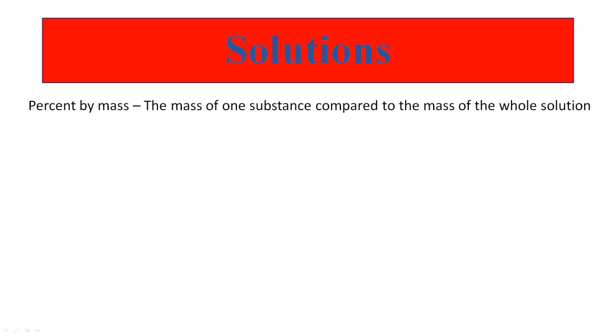In this podcast, we're going to talk about percent by mass and molarity, probably the two most abundantly used ways to show concentration in chemistry. Percent by mass is the mass of one substance compared to the mass of the whole solution. Really, there's no difference between percent by mass and percent of anything else. It's always a part over the whole and multiplied by 100.